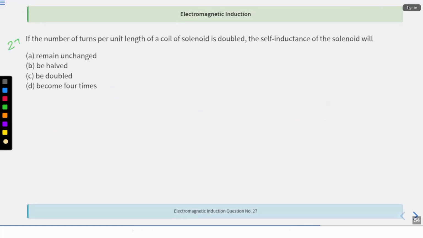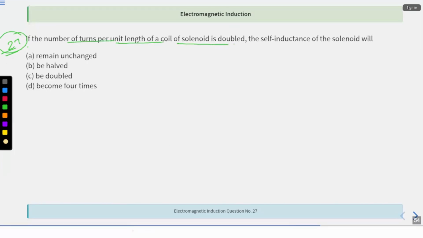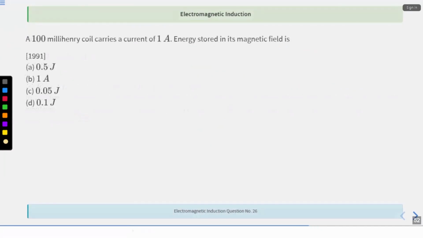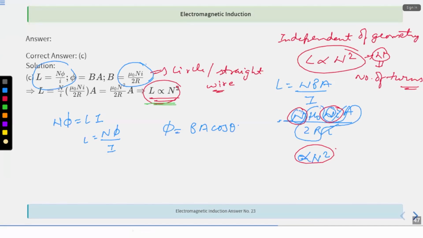Question number 27. So if the number of turns per unit length of a coil of solenoid is doubled, initially number of turns were n, and now it is 2n. Self inductance of the solenoid would be how much? So basically, I need to know how L is dependent upon number of turns. I initially also told you that for any geometry, L is directly proportional to n squared, which we did in this question, I guess.